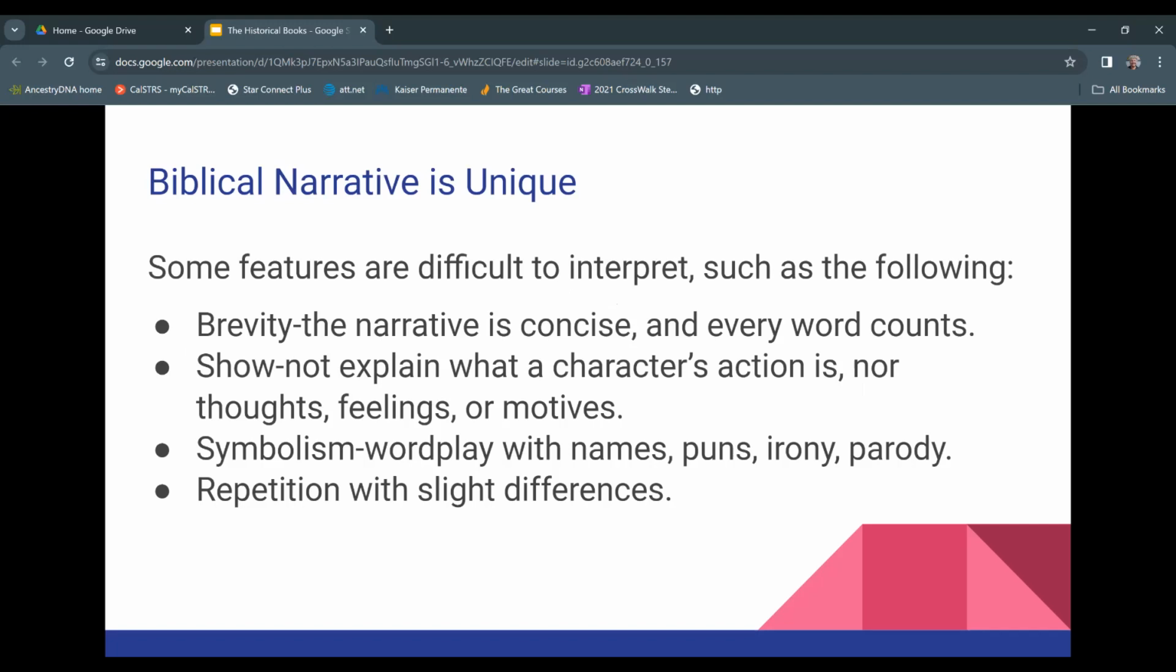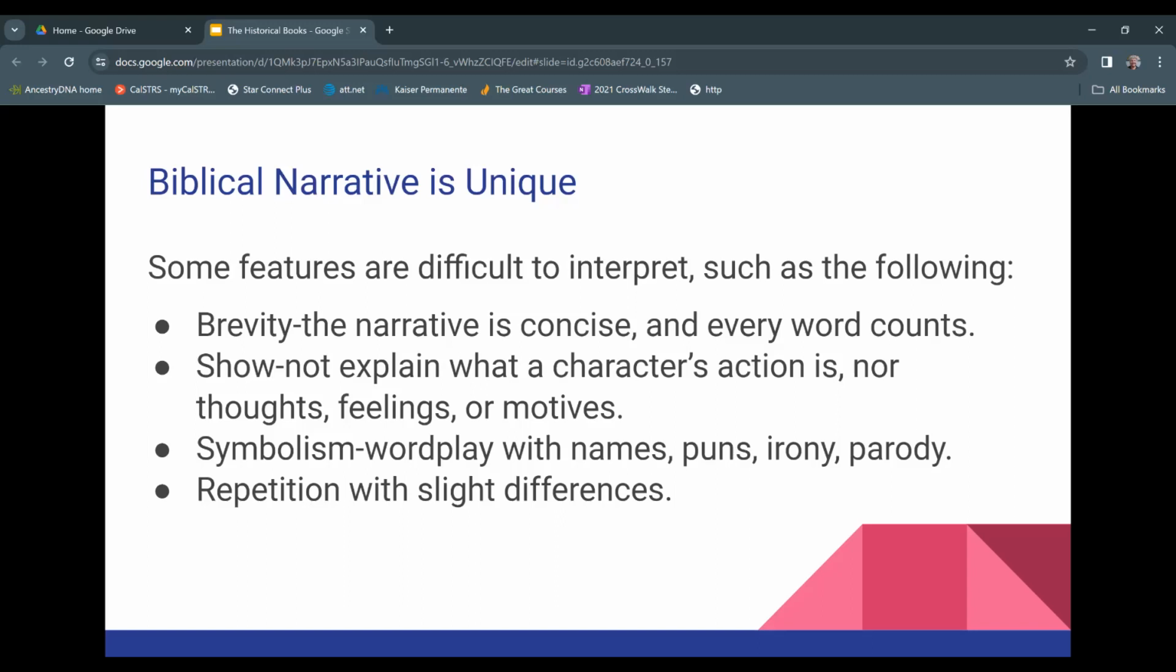And so the biblical narrative is unique in many ways, and to our Western way of thinking, sometimes pretty difficult. We struggle with some of the ways things are written, because they don't fall into the parameters that we are used to learning through school about how to read and interpret something. So we have a different mindset.